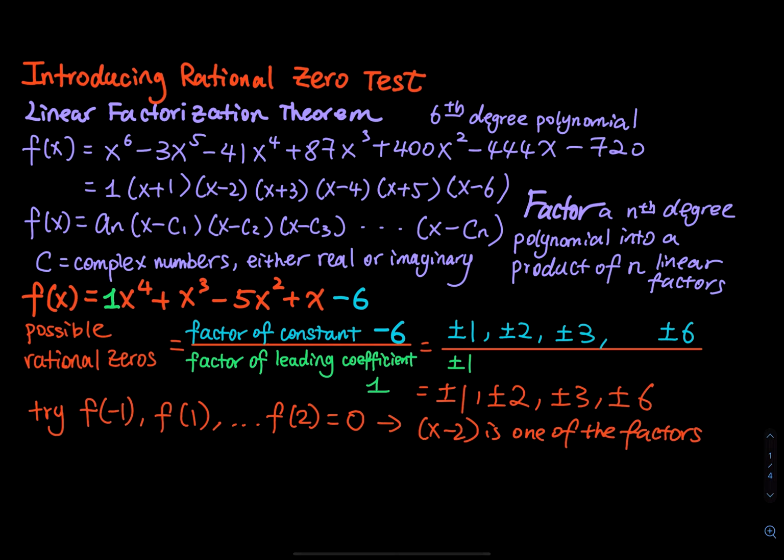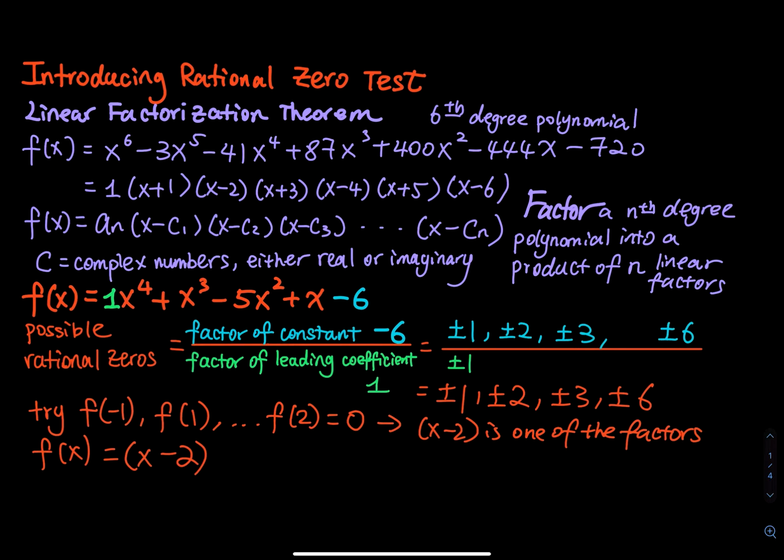So f minus 2 is one of the factors, because when you factor this into 4 linear factors and then set that equal to 0, this gives you x equals 2. That is why. Now, what that means is f of x has a factor x minus 2.